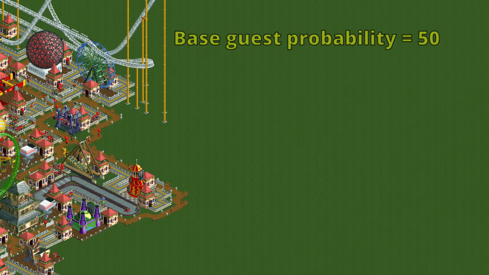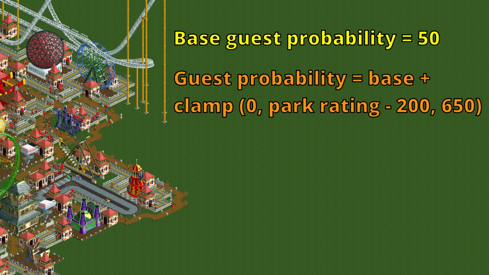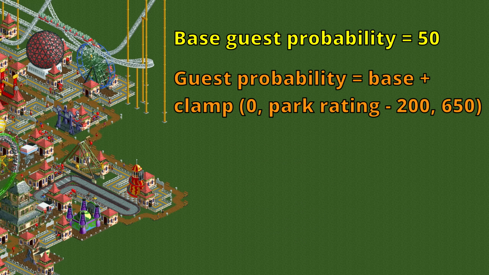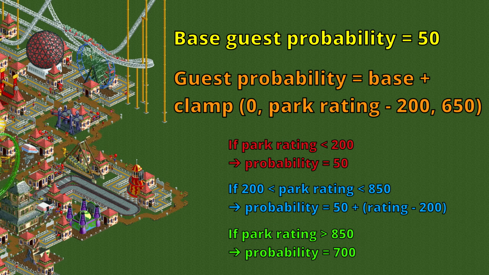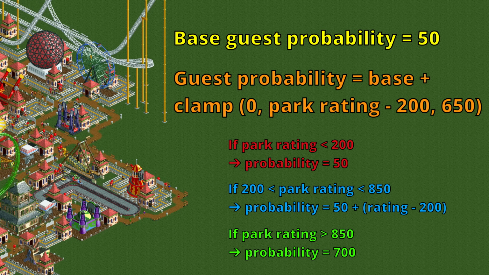It starts with a base value of 50. Then your park rating minus 200 is added to it, with a minimum of 0 and a maximum of 650. So if your park rating is 200 or lower, the guest probability stays at 50, and if your rating is 850 or higher, the guest probability increases to 700. And that is it for all the additive bonuses. Now we get to a whole bunch of multiplicative ones, mostly negative.